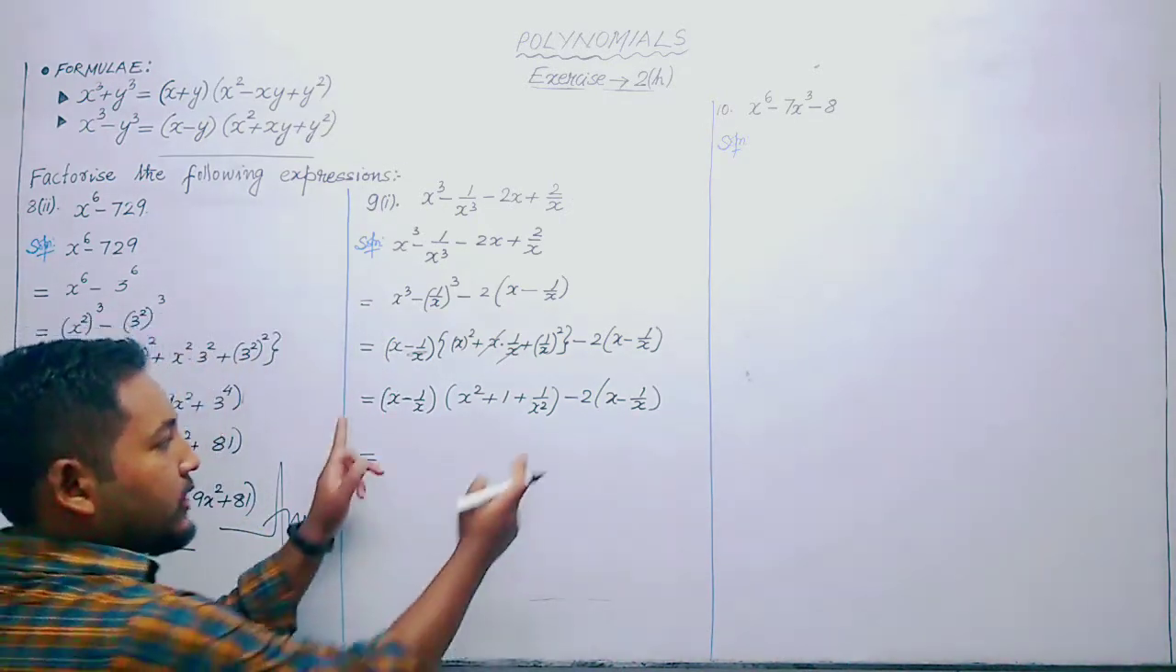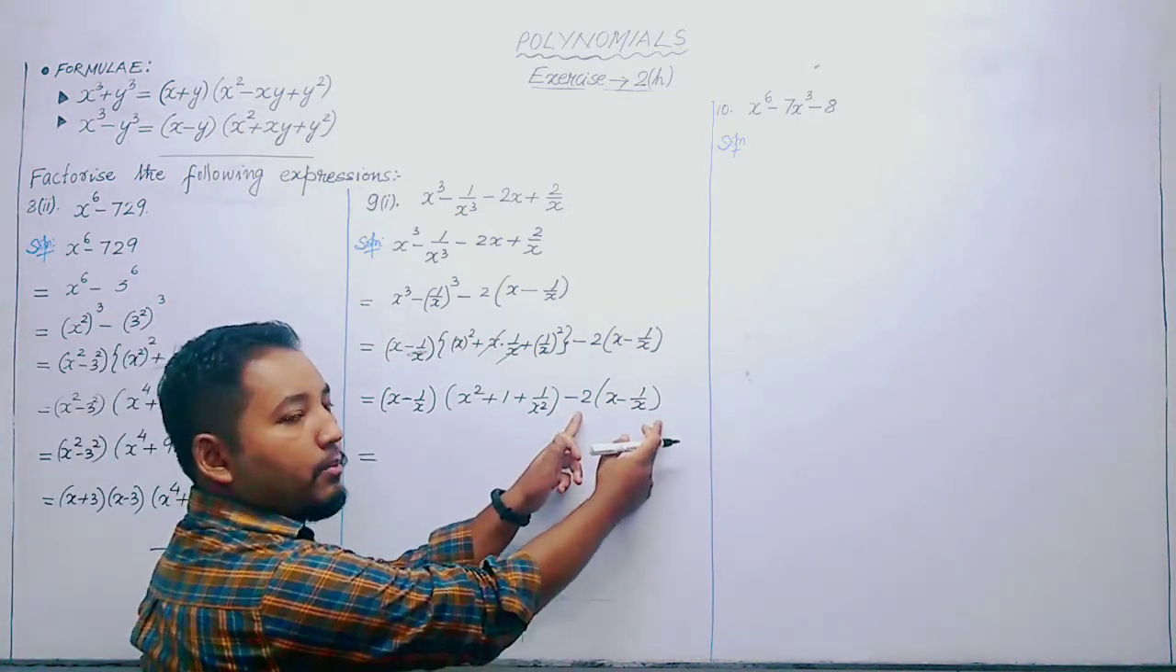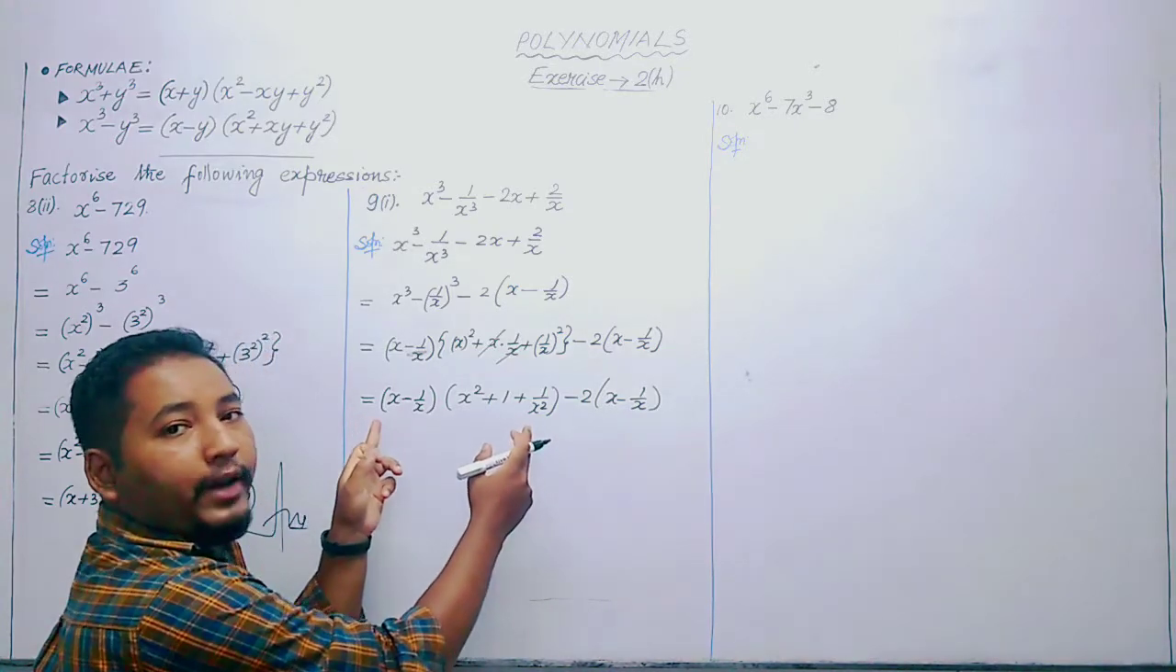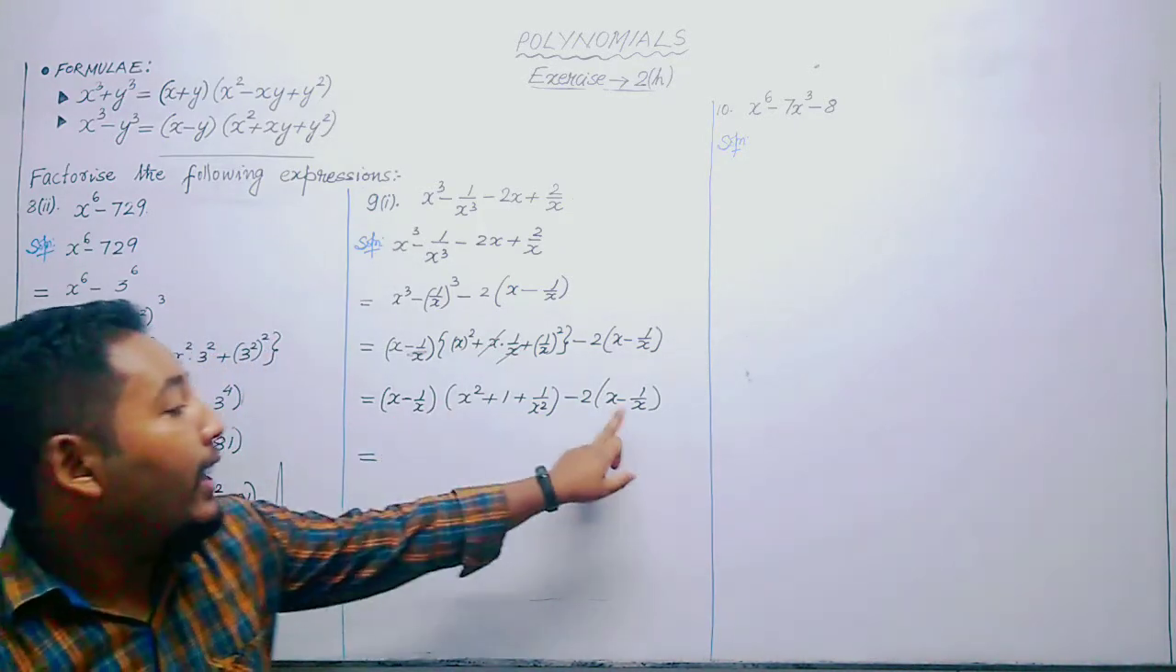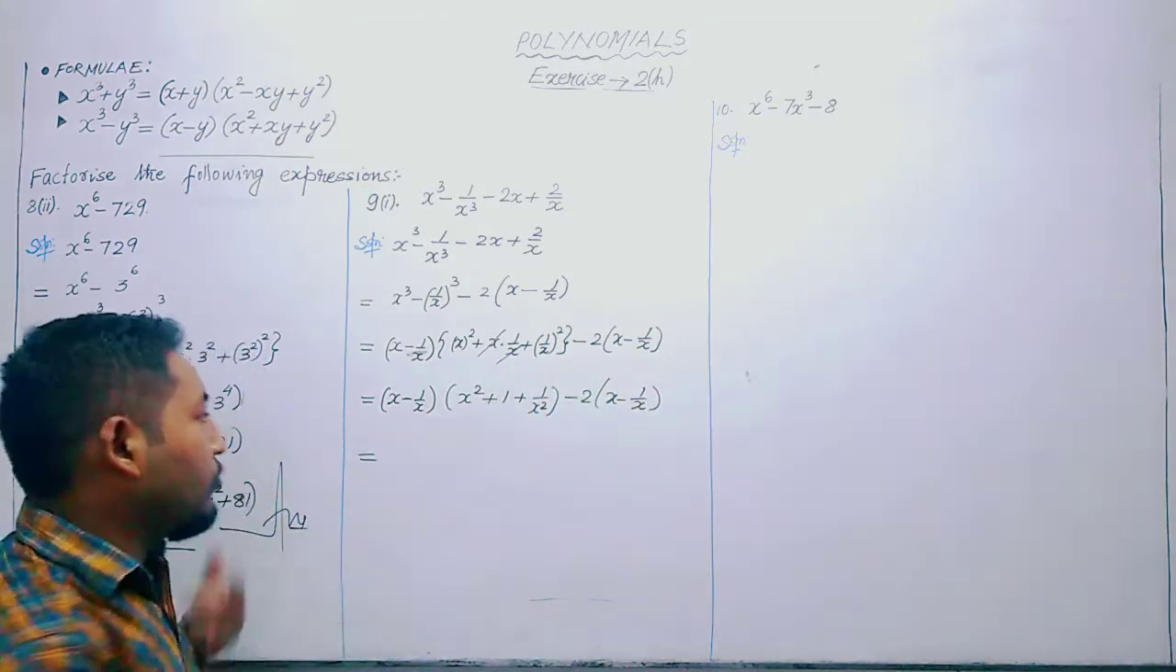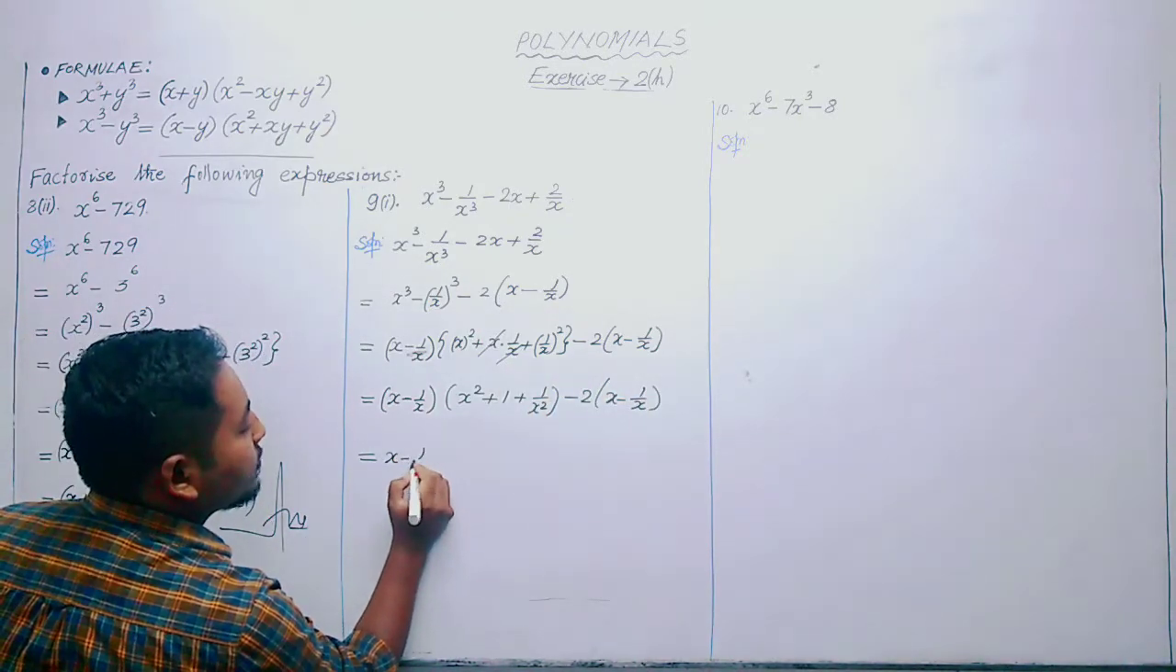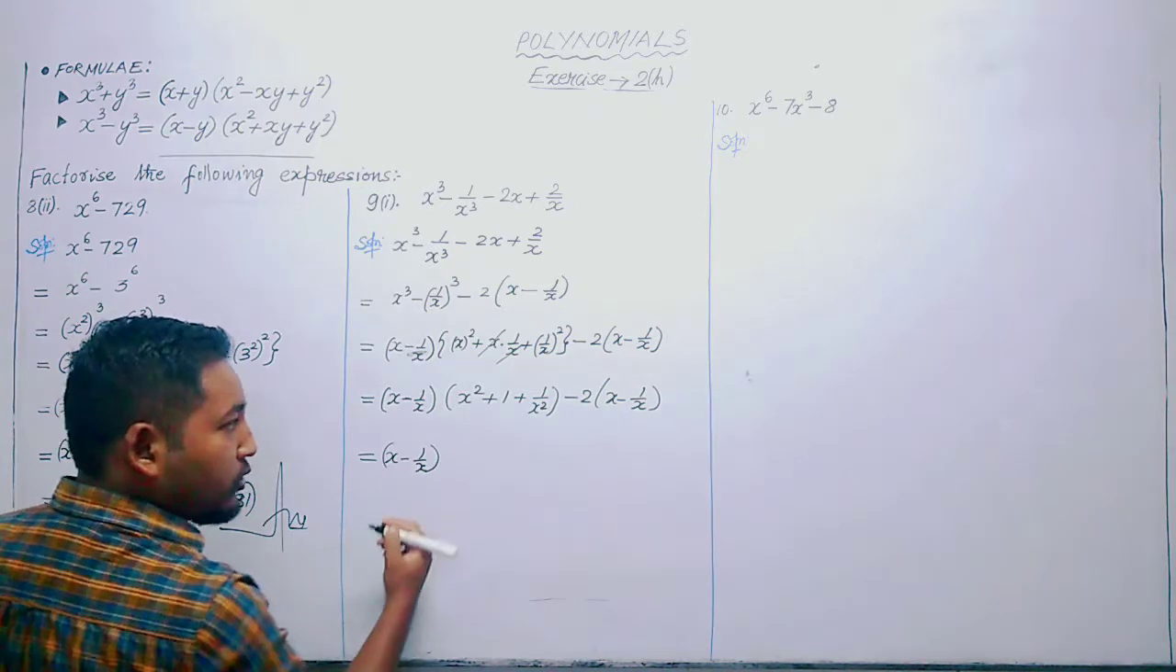Now this is one term minus this is another term. Now if you look at these two terms, you will find that (x minus 1 by x) is common in both. Let us take it out. (x minus 1 by x) is outside. Now what is left?